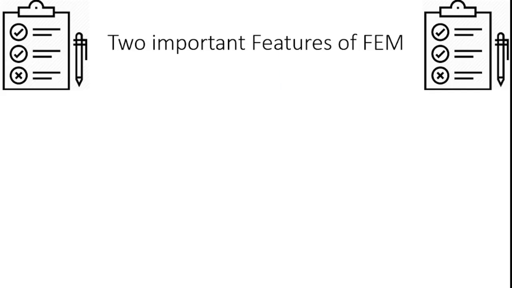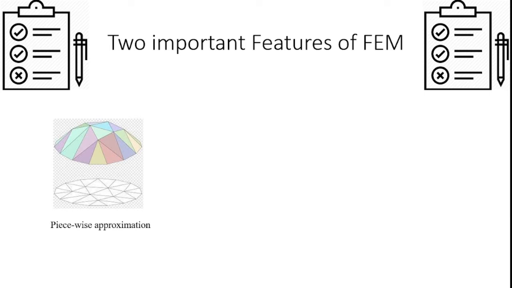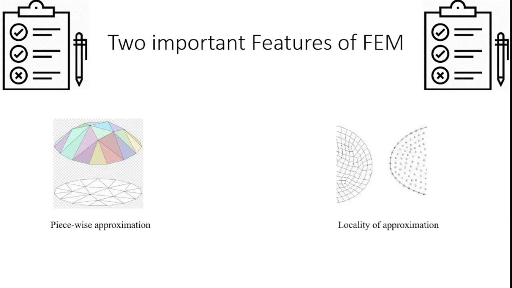Now we can move to another topic, the important features available with the finite element method. Two important features are available: the first is piecewise approximation, and the second is locality of approximation. What is meant by piecewise approximation? Piecewise approximation always delivers good precision by increasing the number of elements.